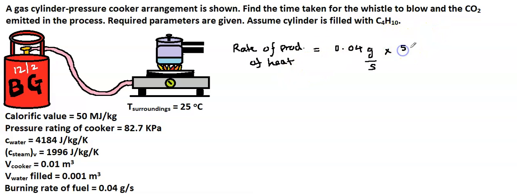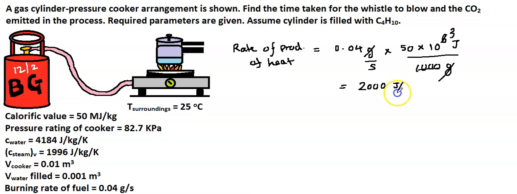So 50 megajoules is 50 times 10 to the power 6 joules per kilogram, and a kilogram is 1000 grams. So all of this cancels. So what do we have? 50 times 0.04 is 2. So that's 2000 joules per second. So we have 2000 joules per second produced by the cylinder.